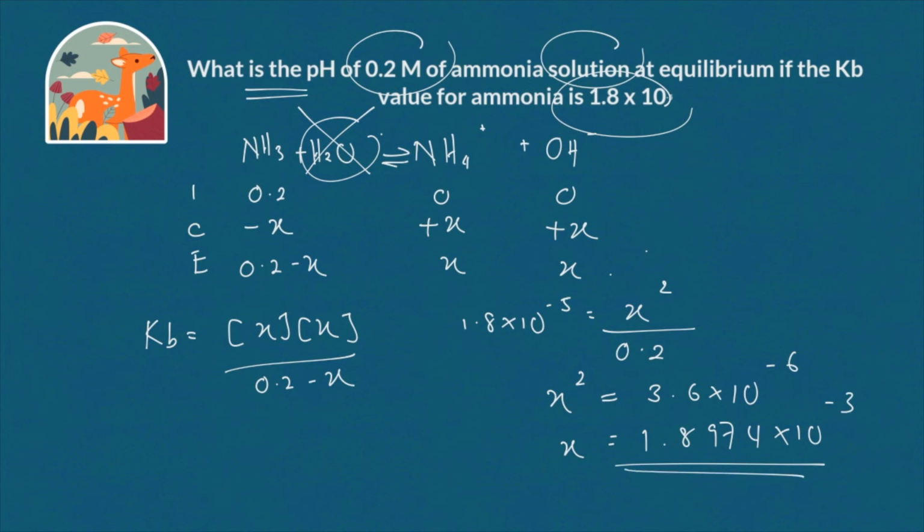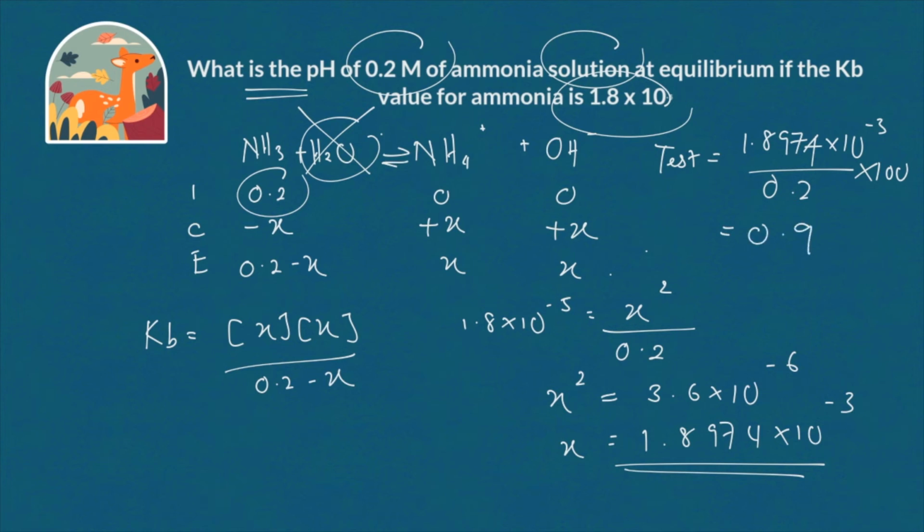Since we are using the approximation method, we need to do the test. So the test is equivalent to the value of X that you get, which is 1.8974 times 10 to the power of negative 3, divided by the initial concentration, which is 0.2, times 100. So from there, you should be able to get 0.9487. So this is less than 5. So the value of X here is proven.